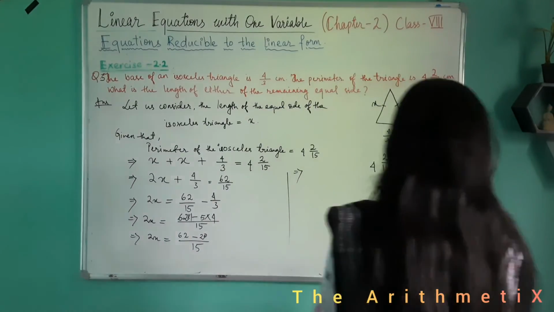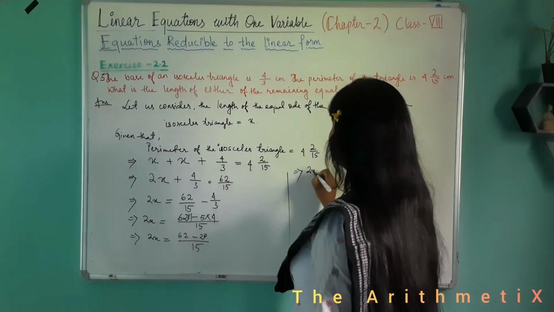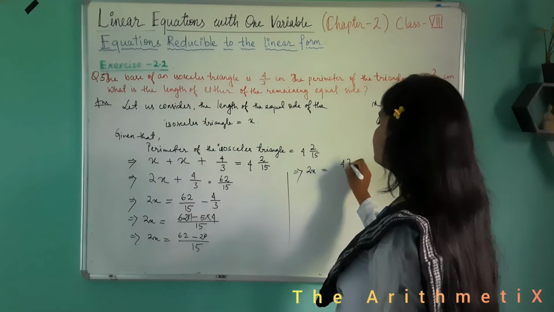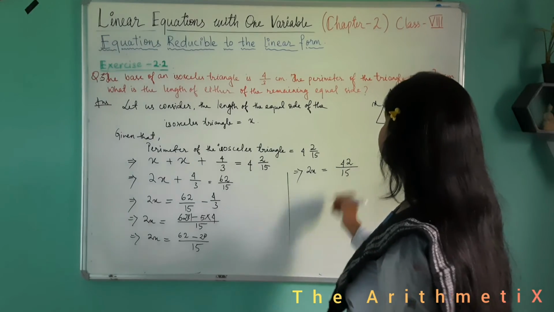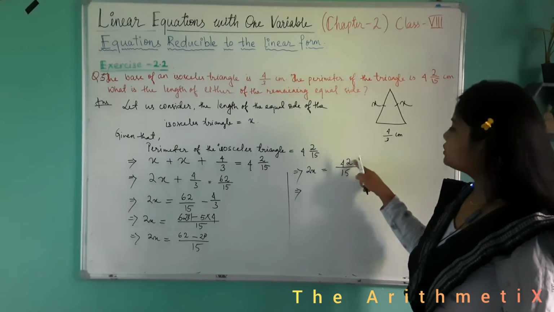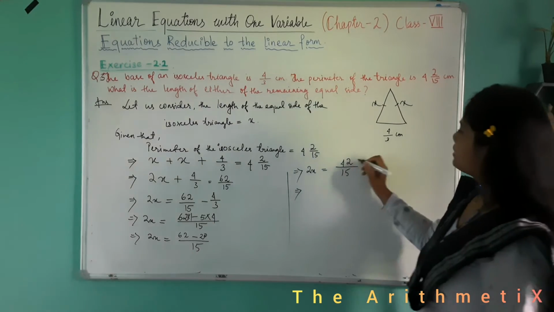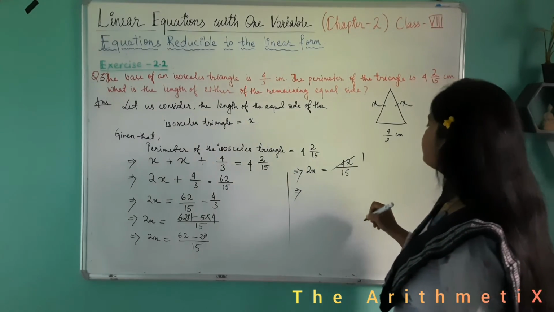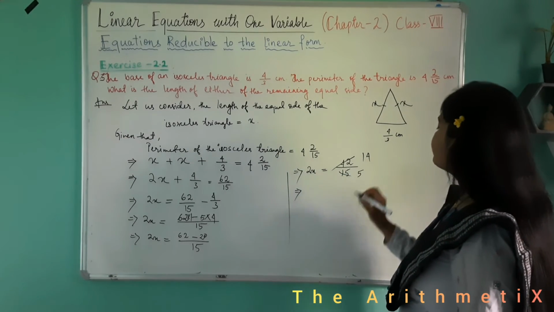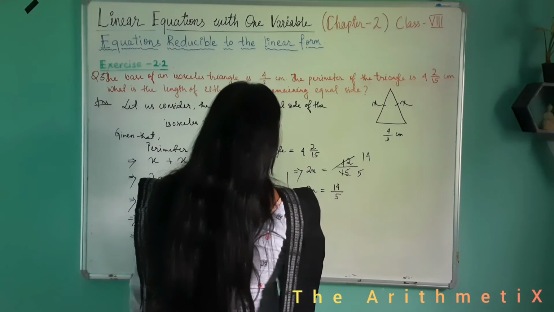This implies 2x equals 62 minus 20, which is 42, divided by 15. Let us see if we can simplify it. 4 plus 2 is 6. Yes, this is divisible by 3, and 15 is also divisible by 3. So if we cancel it by 3, 3 ones are 3, 3 fourteens are 42, and this is 5. Hence 2x equals 14 upon 5.